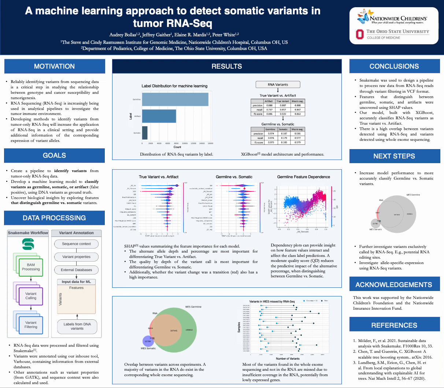Next, we wanted to do a quick comparison of the variants we find between the RNA sequencing and the whole exome sequencing results. So this Venn diagram just shows an overlap of these results. And so this does show that a majority of variants in the RNA-Seq do exist in the corresponding whole exome sequencing. However, there's quite a few variants that we aren't capturing from the RNA sequencing.